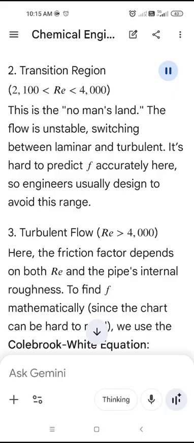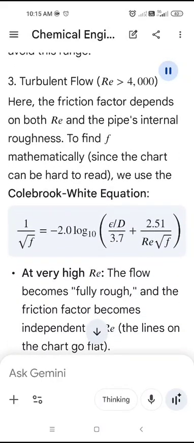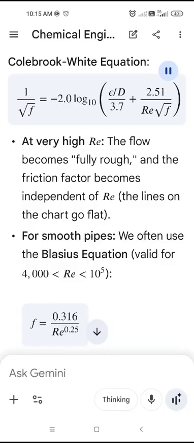3. Turbulent flow, Re greater than 4000. Here, the friction factor depends on both Re and the pipe's internal roughness. To find f mathematically, since the chart can be hard to read, we use the Colebrook-White equation. At very high Re, the flow becomes fully rough, and the friction factor becomes independent of Re. The lines on the chart go flat.